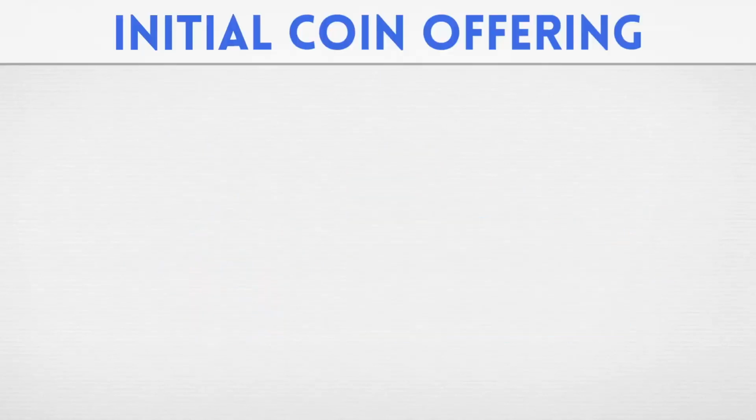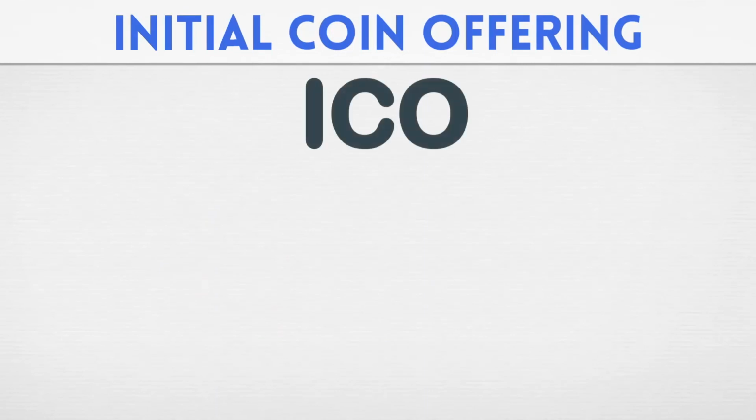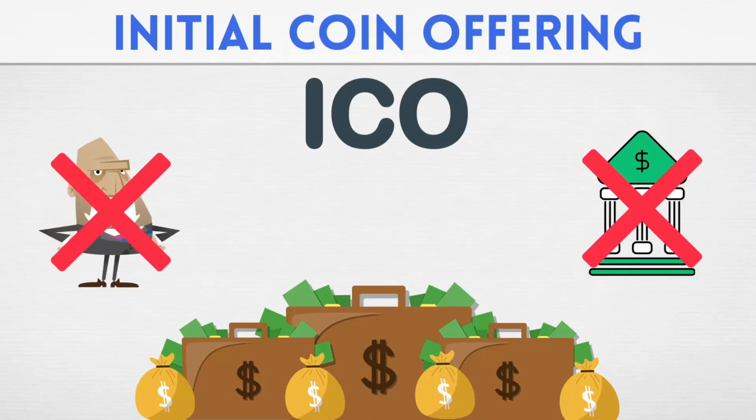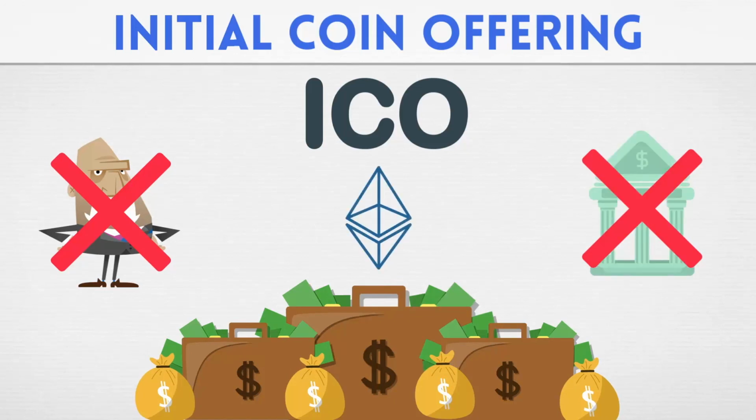An initial coin offering, which is also called an ICO, is an unregulated means by which funds are raised for a new crypto or blockchain venture. It's used by startups to bypass the rigorous and regulated capital raising process required by venture capitalists or banks. Basically like crowdfunding, but with cryptocurrency, and is usually in Ether.